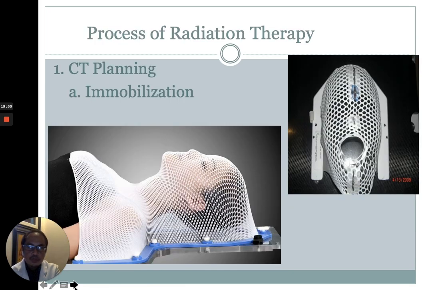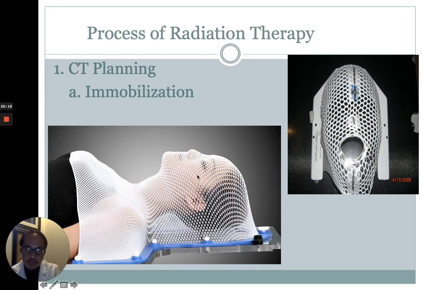So in the process of radiation, this is the first step: we will have the CT planning. Before the patient undergoes the CT scan, there should be an immobilization. This is what we call a thermoplastic mask. The patient would be fitted with this mask during the planning, and it would conform to the shape of the patient. This would immobilize the head and the shoulder part so that the patient would not be able to move during the radiation.